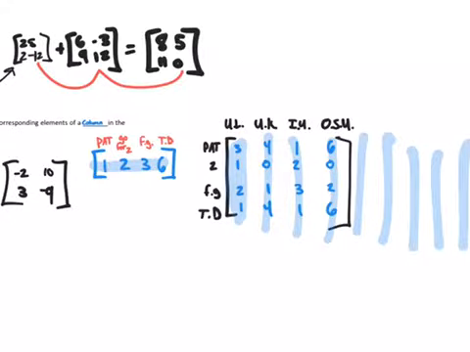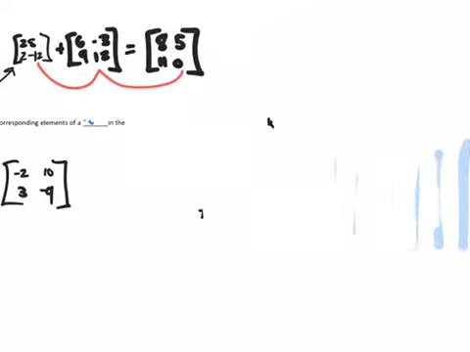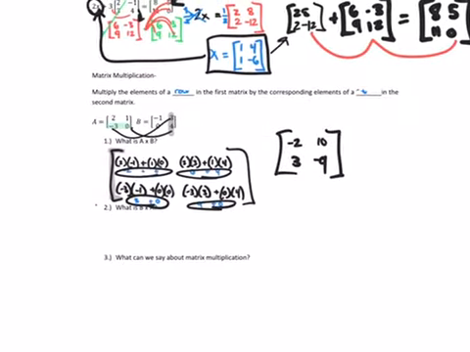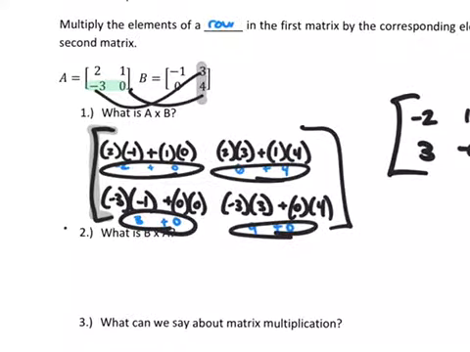Now let's pick back up with where we were. Okay, so what we'll discover here now is what is B times A. So I'm going to rewrite these matrices down here for us.